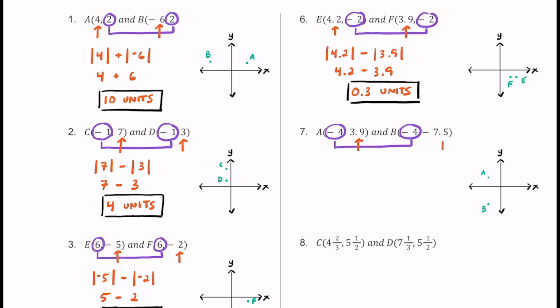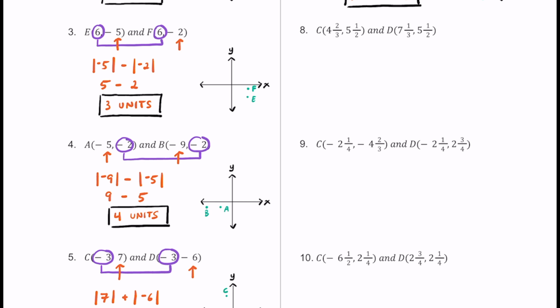Okay, now we go ahead and look at their non-matching values. We have a 3.9 and a -7.5. So since one's negative, one's positive, they're in different quadrants. So we're going to go ahead and add their absolute values. When adding, we don't care which one's first. So we have the absolute value of 3.9 plus the absolute value of -7.5. The absolute value of 3.9 is still 3.9, and the absolute value of -7.5 is going to be 7.5. And if you add these 2 decimals together, we are going to get 11.4 units. That would be the distance between these 2 points.